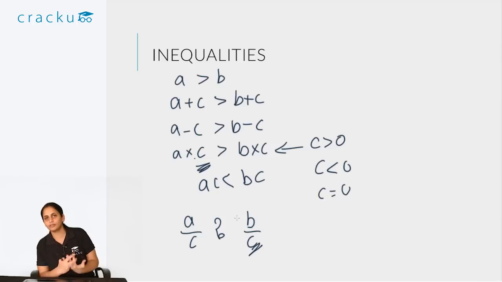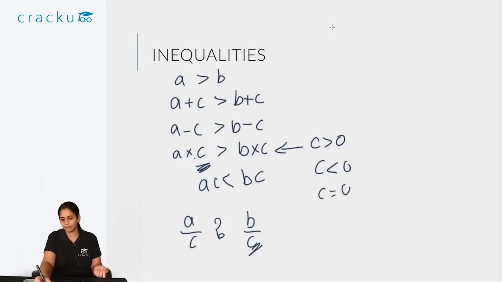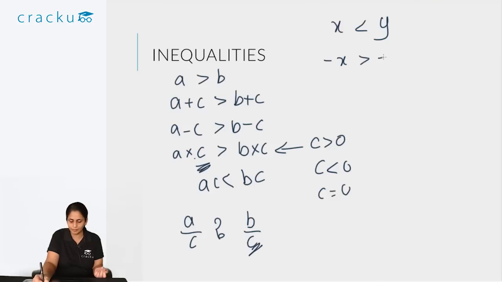So the basic fundamental of inequalities is that you cannot multiply or divide both sides of an inequality by a number without knowing the sign of that number. That is the basic property that you have to remember with inequalities. When you are multiplying with a negative number, suppose you have x is less than y, then minus x will be greater than minus y.